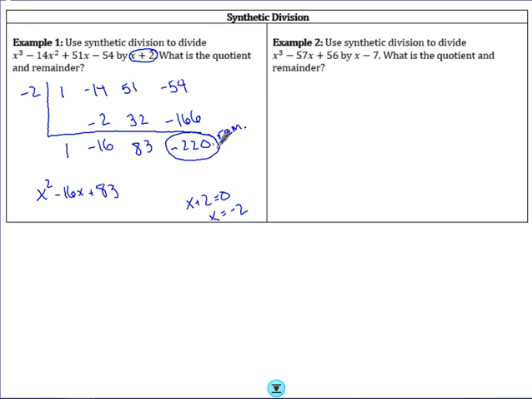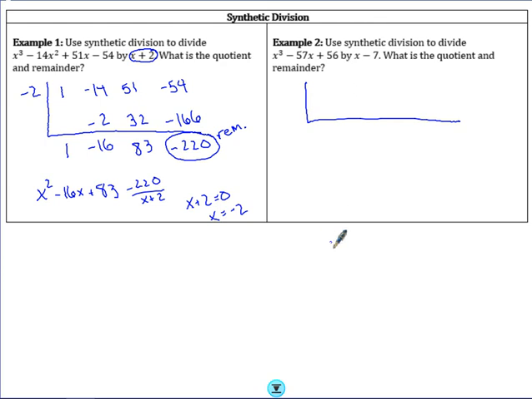And then I have the remainder, so minus 220 over x plus 2 is my remainder. Okay, so let's go through another one. I'm going to take the coefficients. So now this one is an example of sort of the trick when we're doing division.